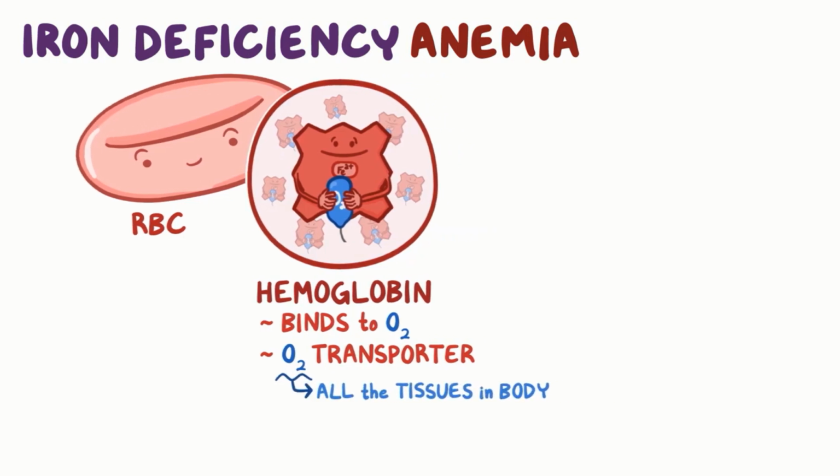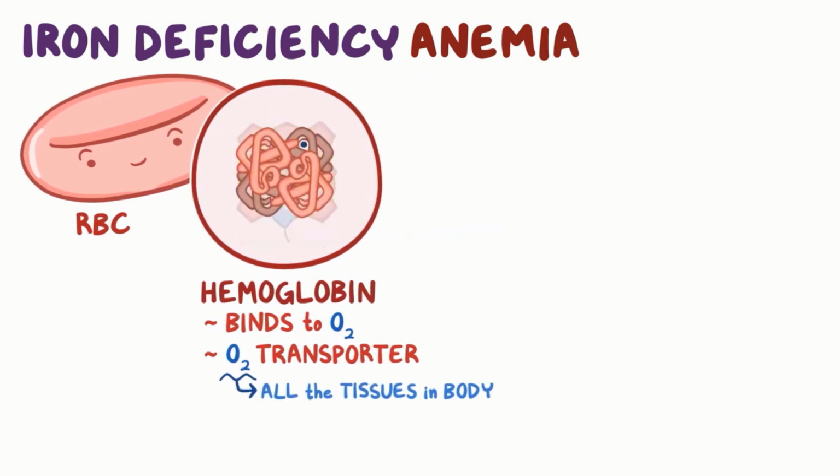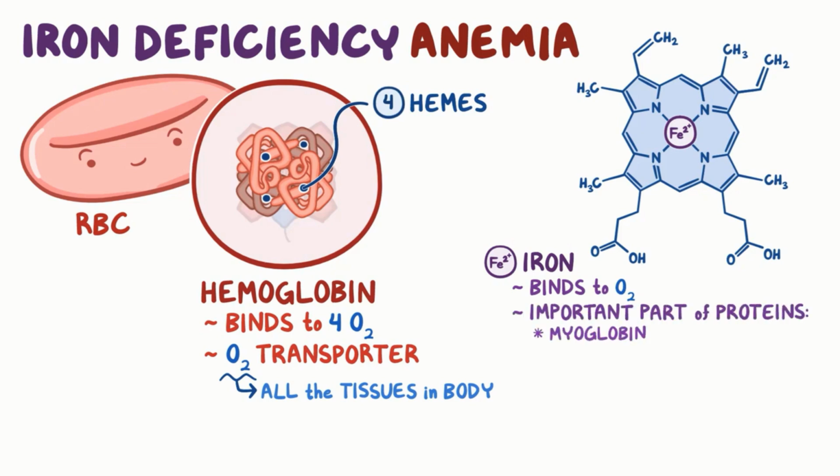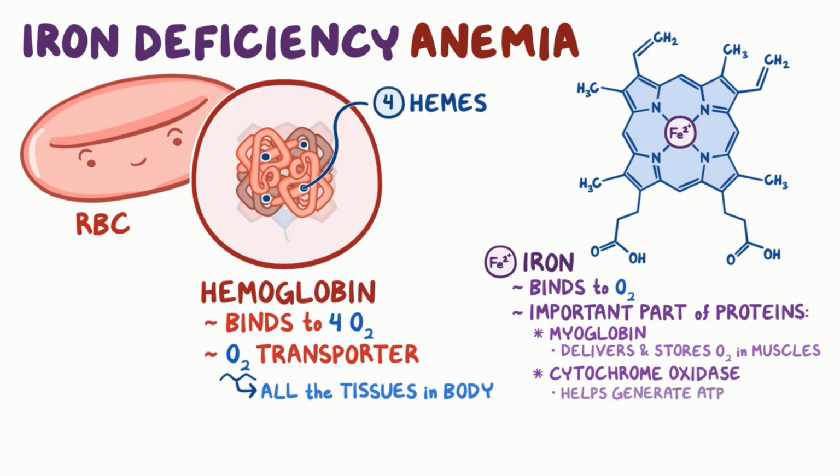If we take an even closer look at those hemoglobin proteins, we find that they're made of 4 heme molecules, which have, right in the middle, iron. This iron molecule is what binds to oxygen, so each hemoglobin molecule can bind 4 molecules of oxygen. Additionally, iron is also an important part of proteins like myoglobin, which delivers and stores oxygen in muscles, and mitochondrial enzymes like cytochrome oxidase, which helps generate ATP.